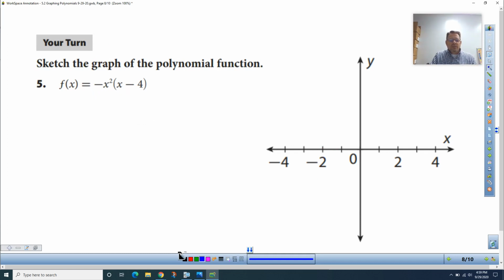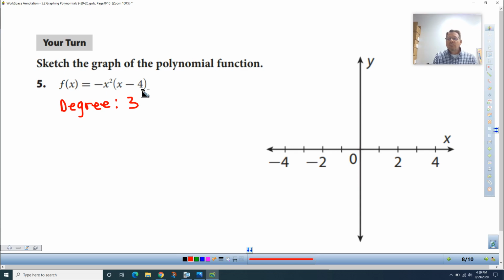Okay, now what kind of degree is this? Okay, the degree of this guy, well, it's going to be a 3, because x squared times x would be x to the 3rd. So the degree, okay, that's 3.